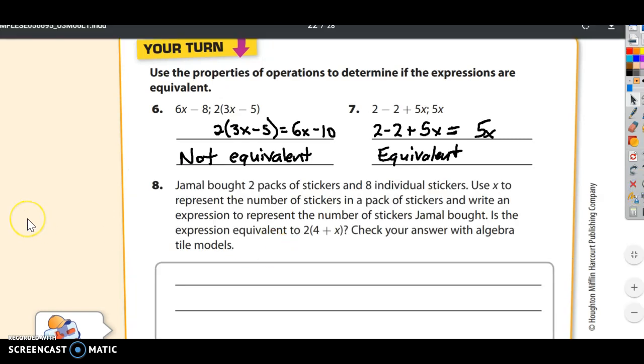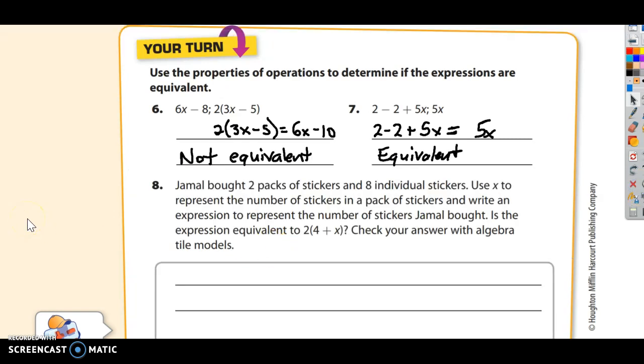All right, number 8 reads, Jamal bought 2 packs of stickers and 8 individual stickers. Use X to represent the number of stickers in a pack of stickers and write an expression to represent the number of stickers Jamal bought. Is the expression equivalent to 2 parentheses 4 plus X? Check your answer with algebra tile models. I'm not sure we're going to do that, but we'll see.